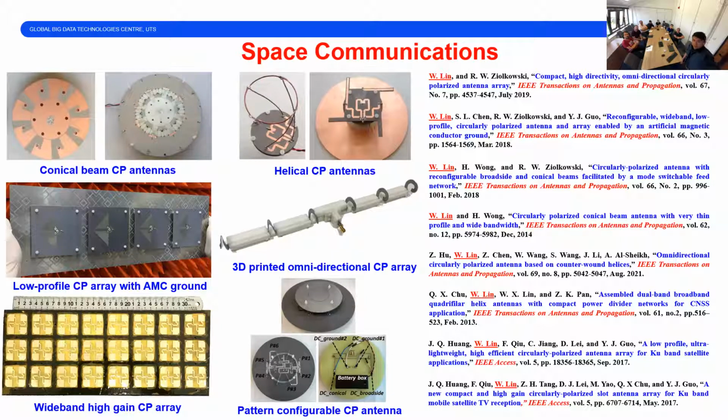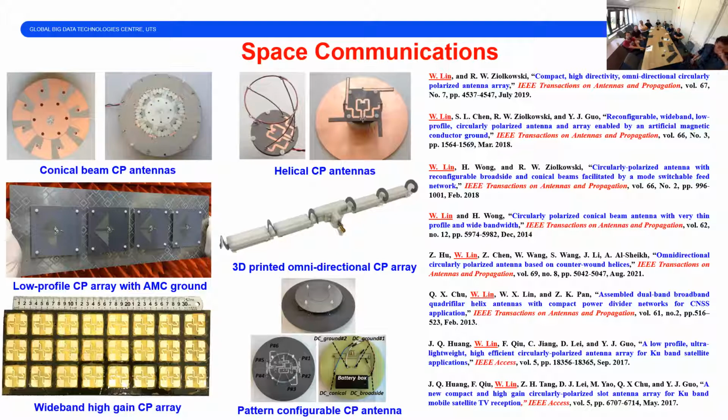And this one is a quadrifilar helix antenna, which was quite widely used in the old days in space. They have the helix antenna to generate the CP wave. So what we do here is we use a wideband feed network to excite the quadrifilar helix to make it wideband.